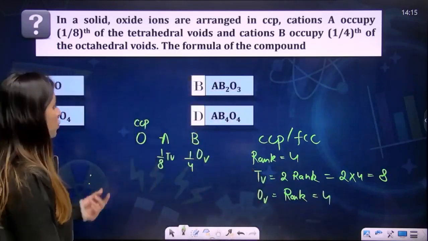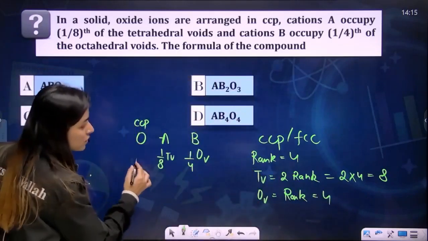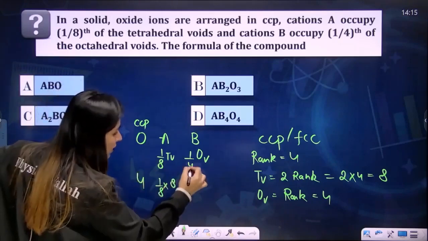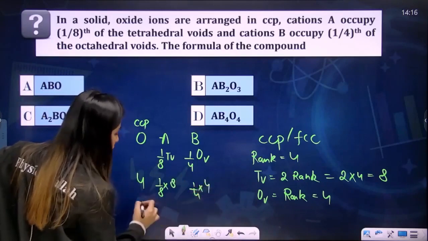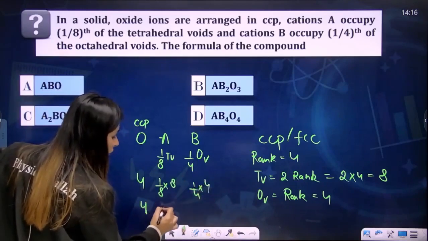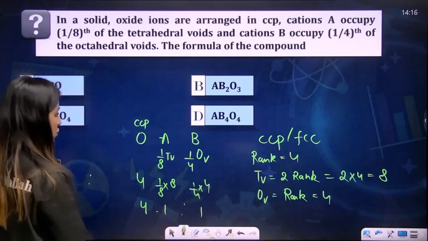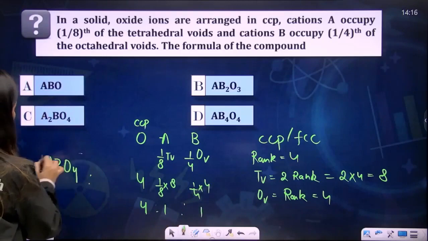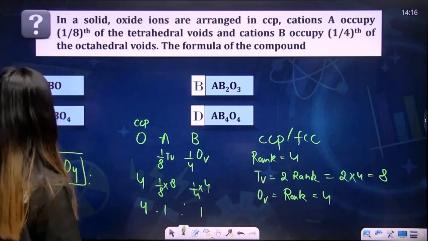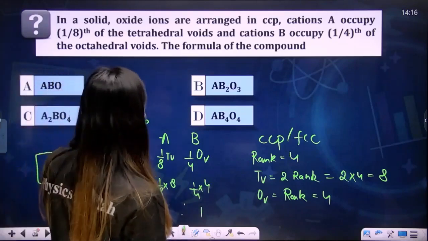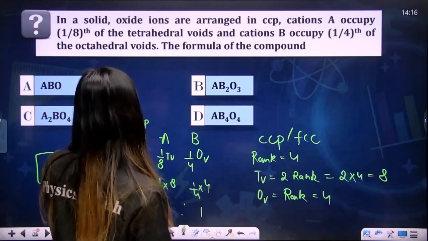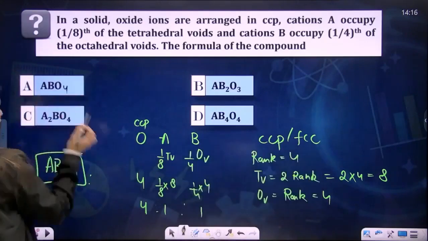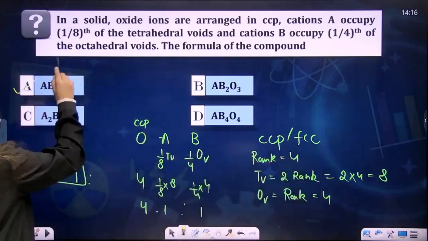Yes. So if you have oxide ions present, this would be 4. This would be 1/8 of tetrahedral voids, which is 8, and 1/4 of octahedral voids, which is 4. So this would be 4, 1 and 1. So the ratio is 4:1:1. So the formula would be ABO4. Is there any option as ABO4? There should be an option of ABO4. So definitely here a 4 is missing. So option A will be your correct answer. Okay.